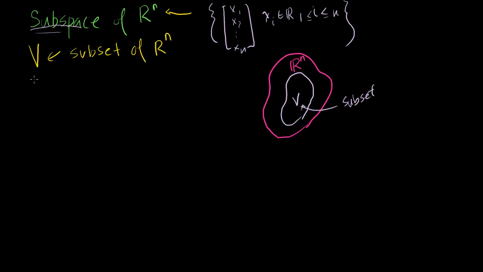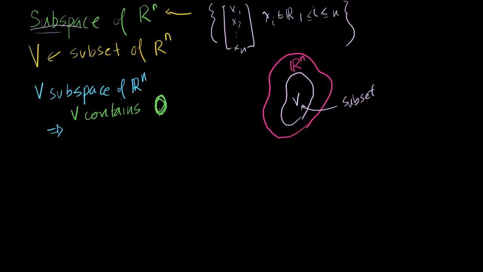Now, in order for V to be a subspace, and this is a definition, if V is a linear subspace of Rn, this means three things. This means that V contains the 0 vector, which is equal to 0 all the way, with n zeros. So V contains the 0 vector.